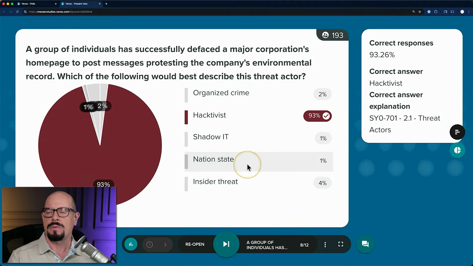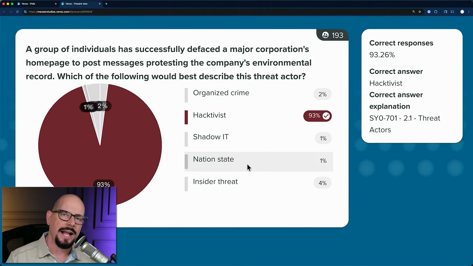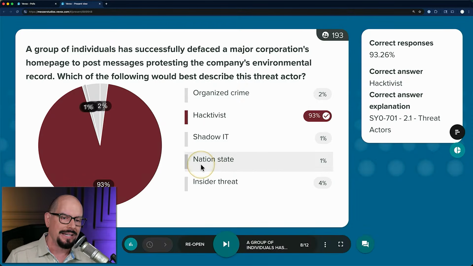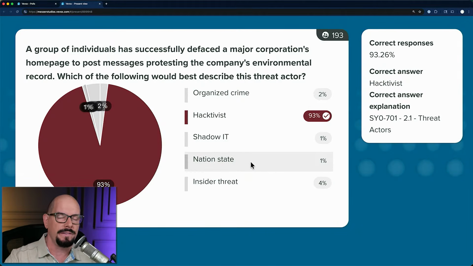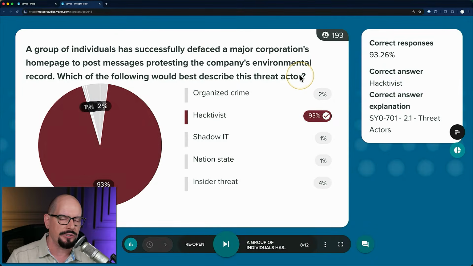Nation state, we haven't really seen a lot of nation state hacking go on recently, have we? We've seen a lot of nation state hacking going on recently. And we can talk more about that in the after show if you want to talk about that one. Nation state would be instead of a corporation or an individual hacking, this would be a country, a government hacking another organization. So something that doesn't quite apply to the question that we have here.